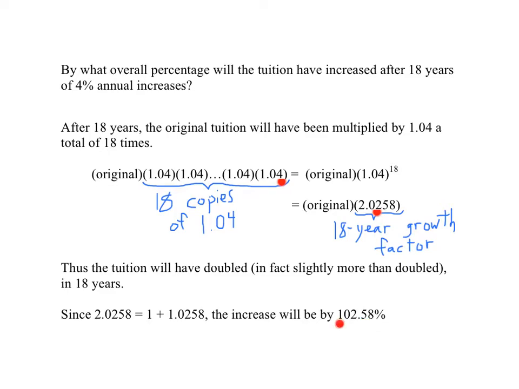That's okay. The percentage increase is 102.58%. When a quantity increases by exactly 100%, that would mean that it was exactly doubling. It was exactly being multiplied by 2. Here, our quantity is increasing by a little bit more than a factor of 2. The growth is by a little bit more than 100%.